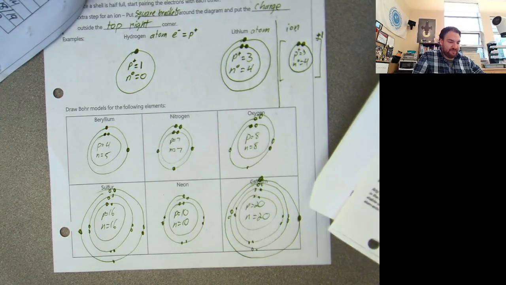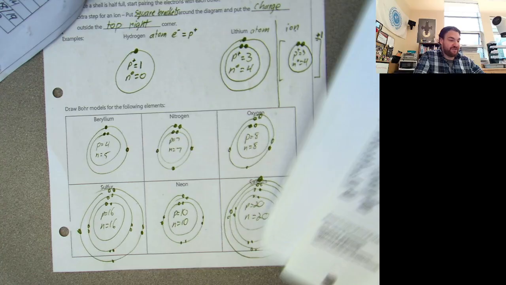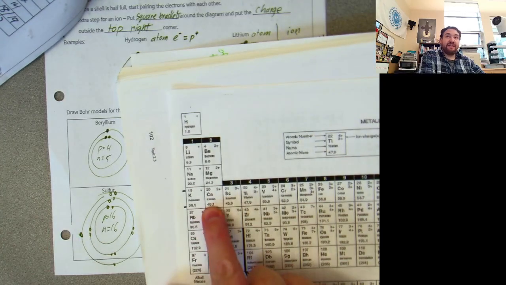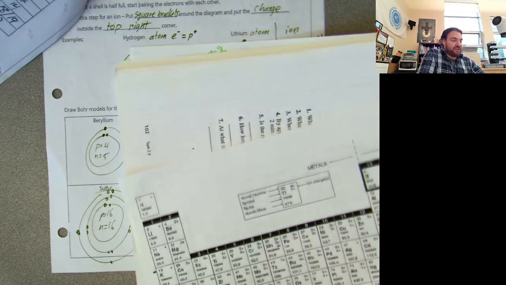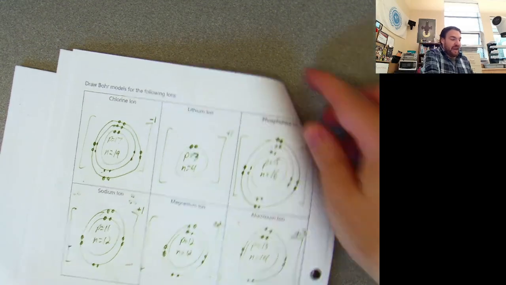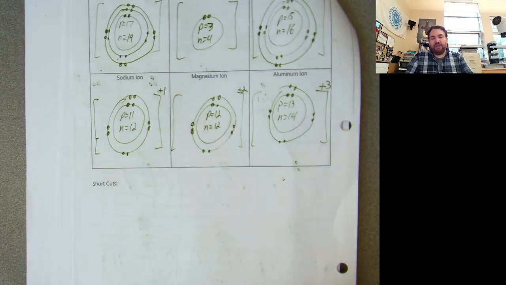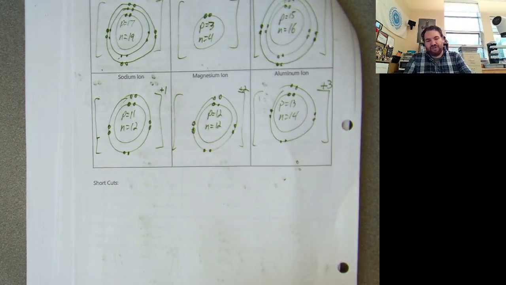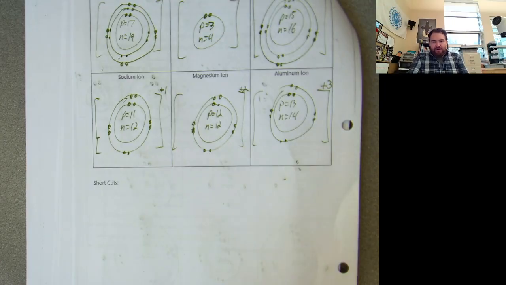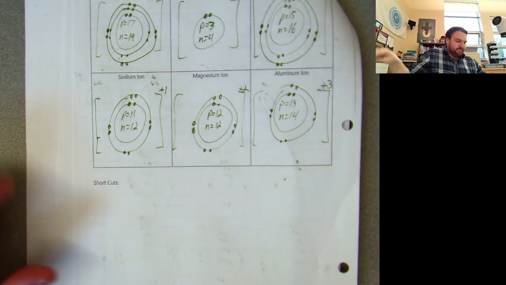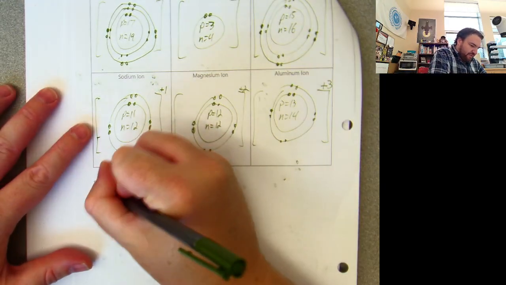Calcium has 4 shells. And look, there it is in the 1, 2, 3, 4th row down. So there is a relationship that exists between where these things are on the periodic table and what their Bohr diagrams actually look like, which is interesting. So we can include that as part of our shortcut here.